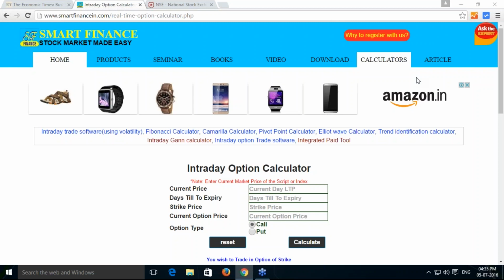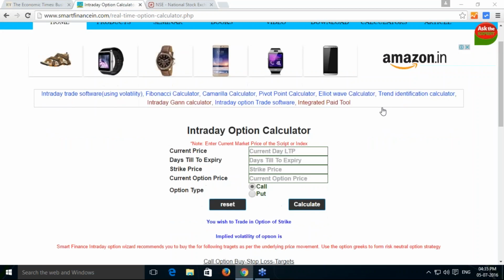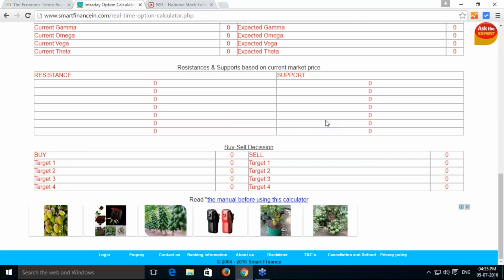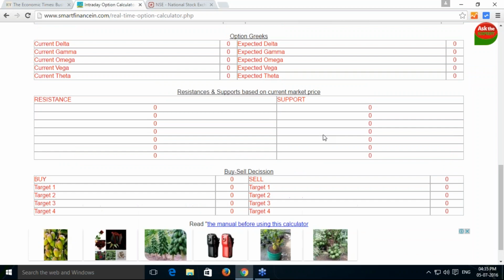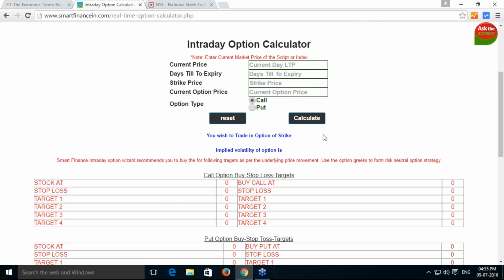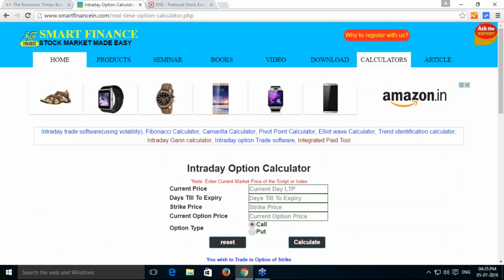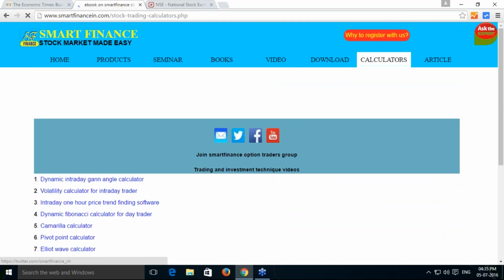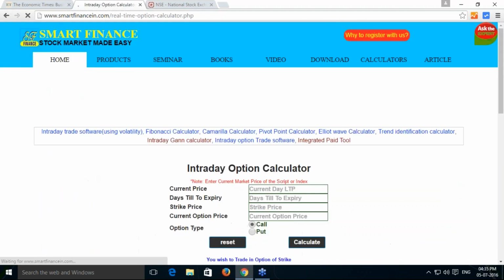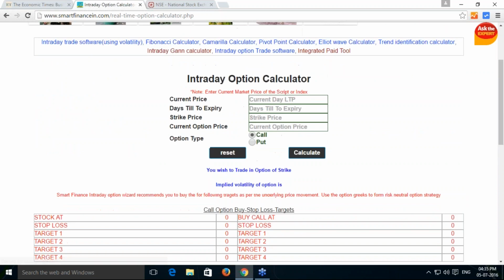In this presentation, I am going to describe how you can make use of our intraday option calculator. This is one of the fantastic tools we have developed, and it has been present on our website for many years, from 2009 onwards. If you access our calculator link, you can go to this intraday option trade software. So you will land on this particular calculator.